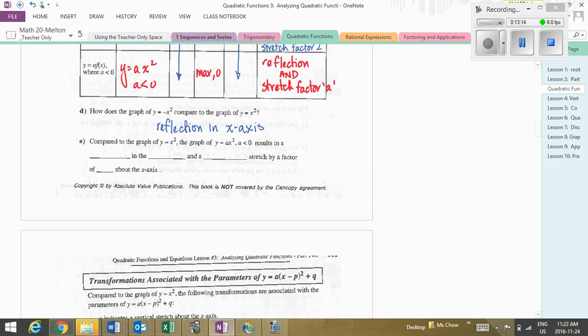So if we look at filling in a few blanks, we've already stated this a number of times. Compared to the graph of y equals x squared, the graph of y equals ax squared, where a is less than 0, results in a reflection in the x-axis and a vertical stretch by a factor of a about the x-axis.